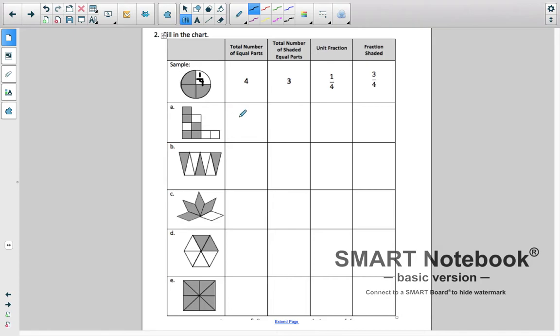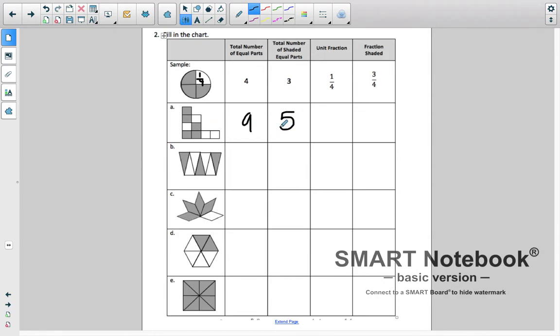Shape A. It says the total number of equal parts. So let's count each part. 1, 2, 3, 4, 5, 6, 7, 8, 9. So there's 9 equal parts. Now we need to write the number of pieces that are shaded. So let's count the shaded pieces. 1, 2, 3, 4, 5. So there are 5 shaded pieces.